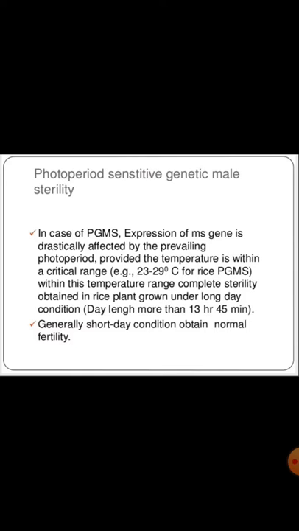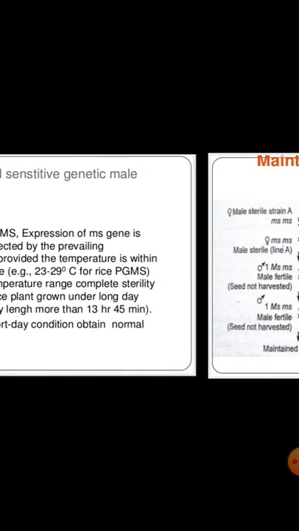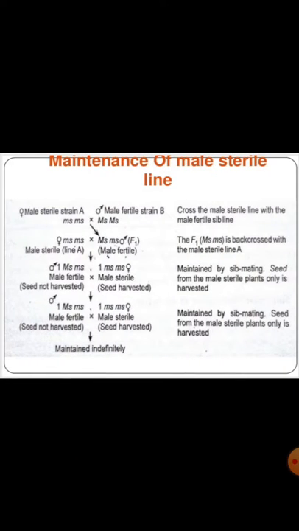It shows a complete sterility in the case of rice plant. Generally, short day conditions obtain normal fertility. Now here we come to how we can maintain the male sterile line, if we require the male sterile line.